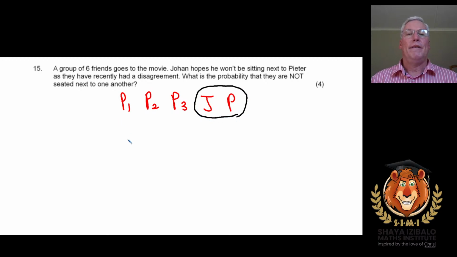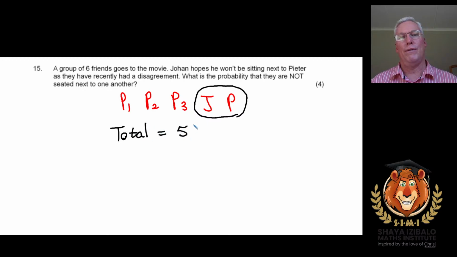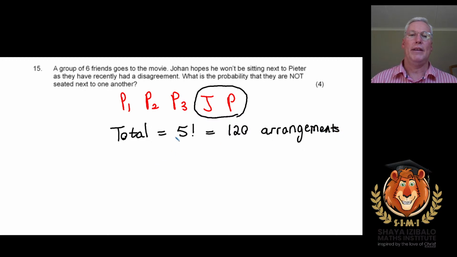All right. So, firstly, just the total number of arrangements that you can seat 5 people is 5 factorial, 120 arrangements. Now, if Johan and Peter are next to one another, then we put a rubber band around them. There's 4 people, so this is J and P together next to each other.